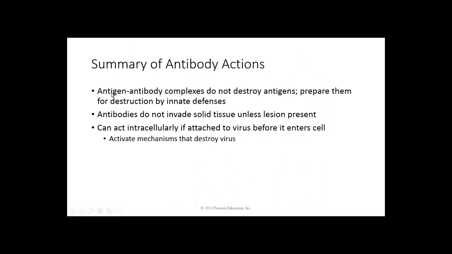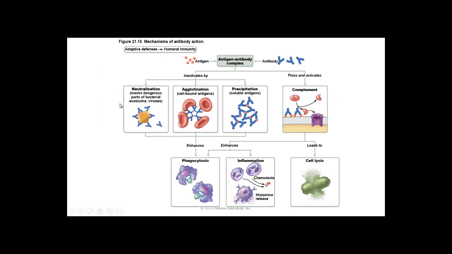So again, antigen-antibody complexes don't necessarily destroy the antigens themselves, they just prepare them for destruction, which means if you look here, the antibodies bind the antigen, and then it enhances these three different processes that can occur. So the antibodies themselves don't do anything, but they just bind to the antigen, and from there the different processes of the immune system take over.